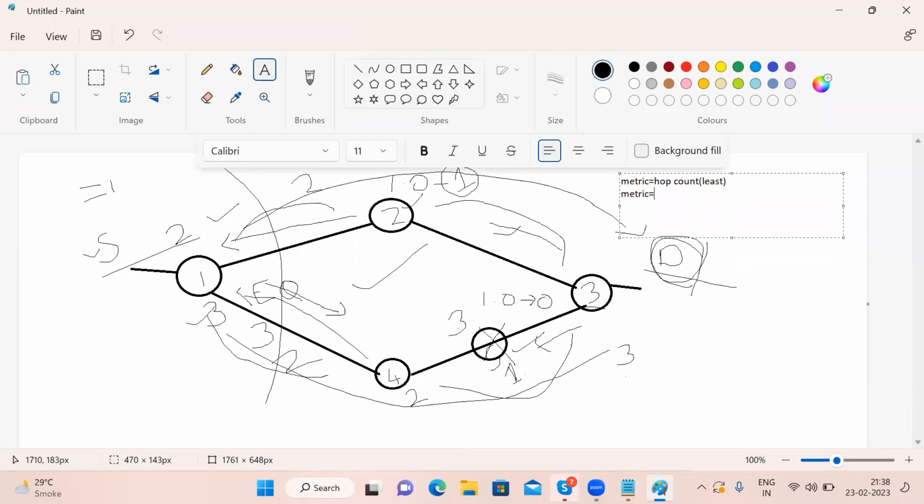Bandwidth, delay, load, reliability, and MTU. They are going to see 5 different values, not like RIP. RIP is very simple in metric. It will only justify with the help of hop count. But in EIGRP, they are going to use bandwidth, delay, load, reliability, and MTU, the K values.